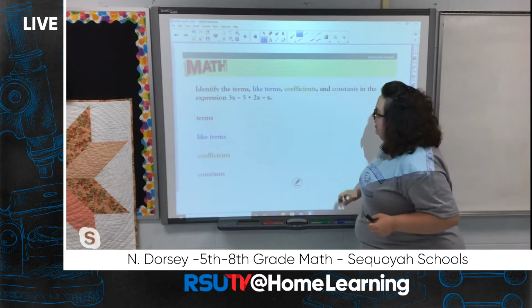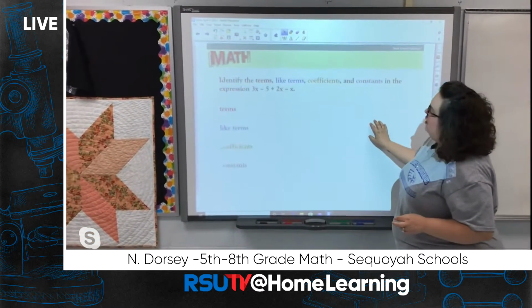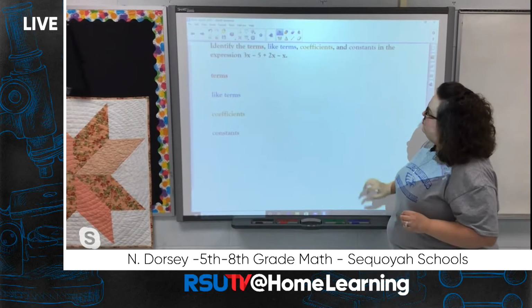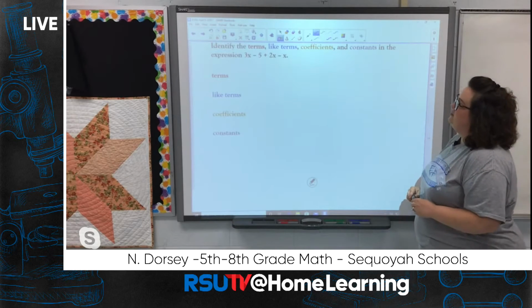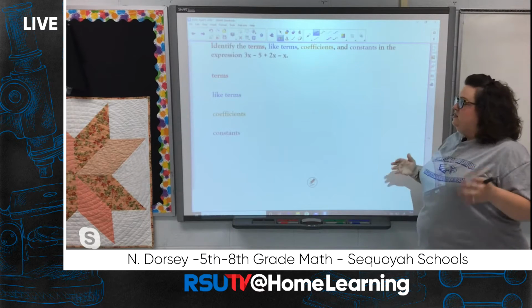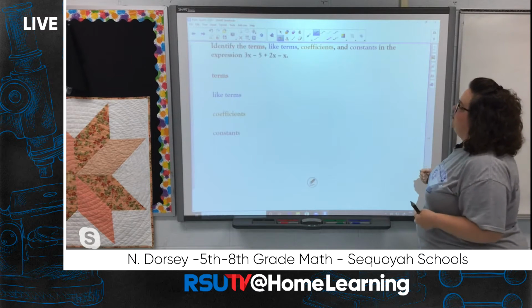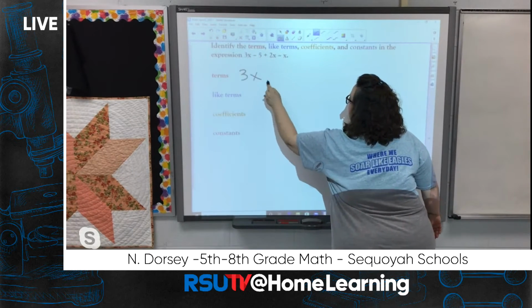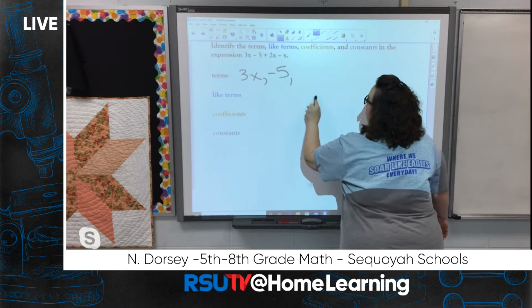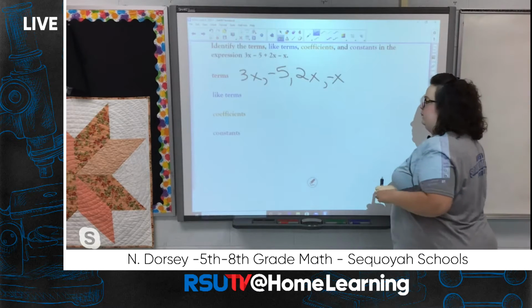Okay, the next example we have is negative, or not negative, 3x minus 5 plus 2x minus x. So we're just going to identify the terms, like terms, coefficients, and constants. So the terms in this example are 3x, negative 5, 2x, and negative x.